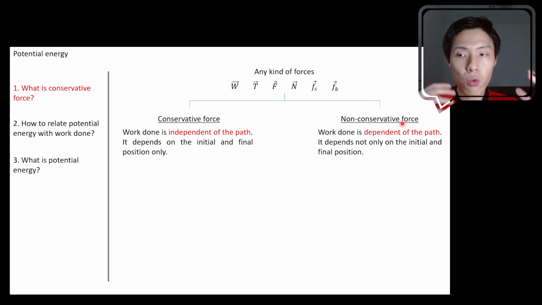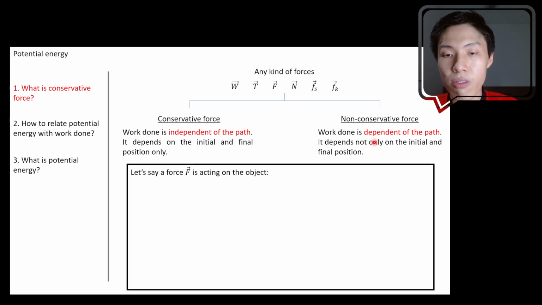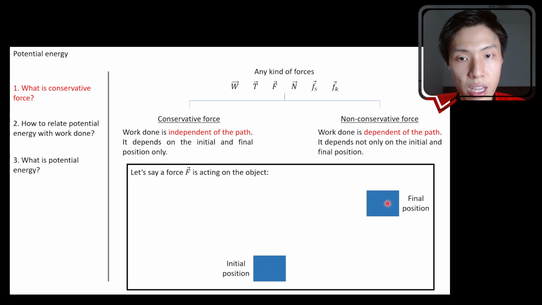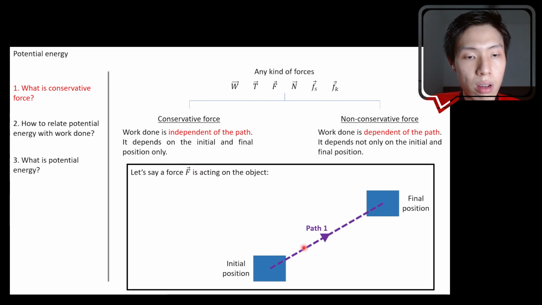To give you a better idea what we mean by dependent and independent, imagine we have a situation where we are asked to find the work done by this force F. Or let's say we try to classify whether this force F is conservative or non-conservative. To check this, we take a situation in which we have an initial position and a final position. Then we try to determine the work done by this force F when it undergoes displacement using a first path and another second path.